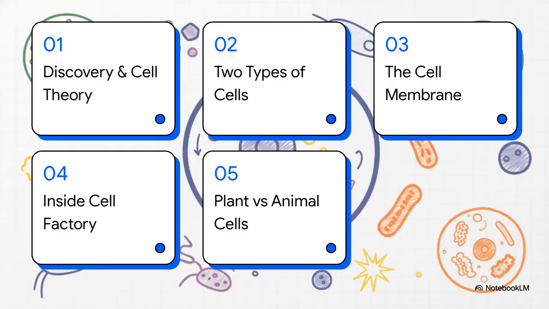Here is our roadmap for today. We'll start with discovery in cell theory, then move on to two types of cells. After that, we'll examine the cell membrane, take a tour inside the cell factory, and finally compare plant versus animal cells. Let's get into it.